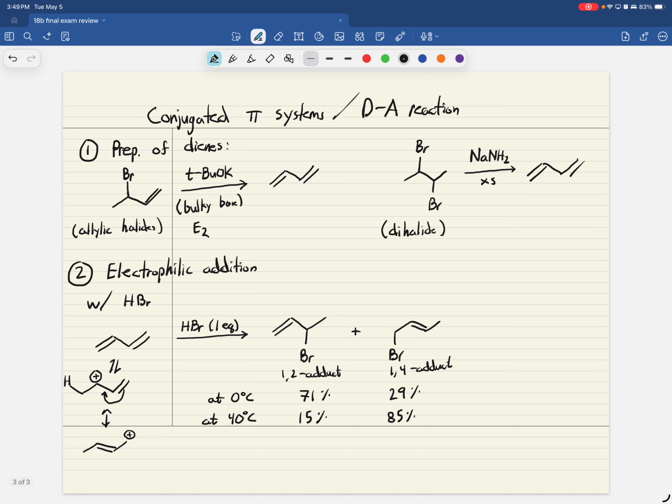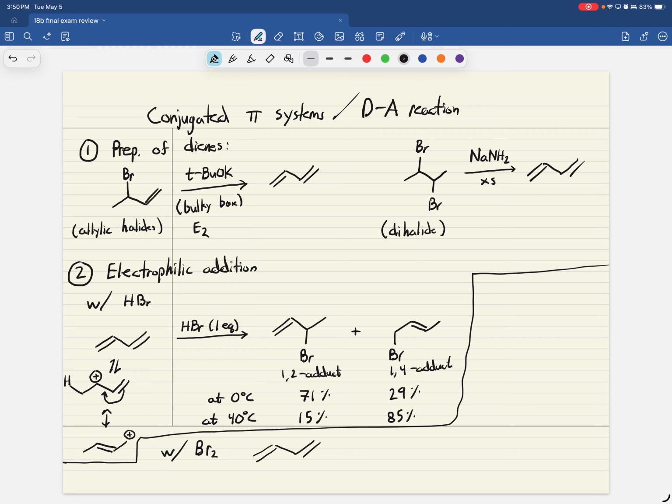All right, so we can also do this with Br2. Should I use a new page? All right, let's go over here. Can you guys see that? You can also do this with Br2. What's the only difference you're going to get with Br2? Yeah, instead of 1 bromine, how many are you going to see in the product? 2. Yep, that's it.